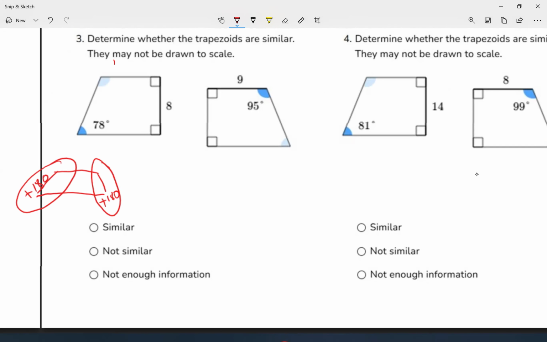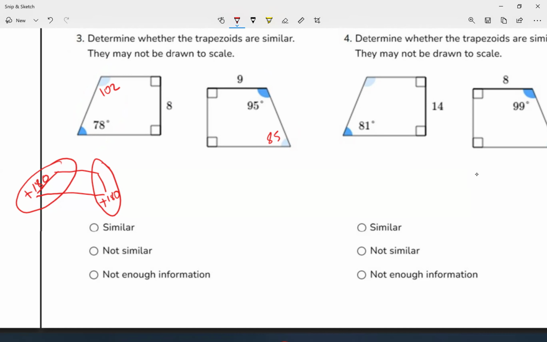So looking at question number 3 here, if one angle is 78, I'm going to say the other angle is 102. Why? Because they have to add up to 180. I see my two angles here, 90, 90. 90 plus 90 is 180, so that's good. On my other trapezoid, I'm going to say the angle missing is 85 because these two angles have to add up to 180.